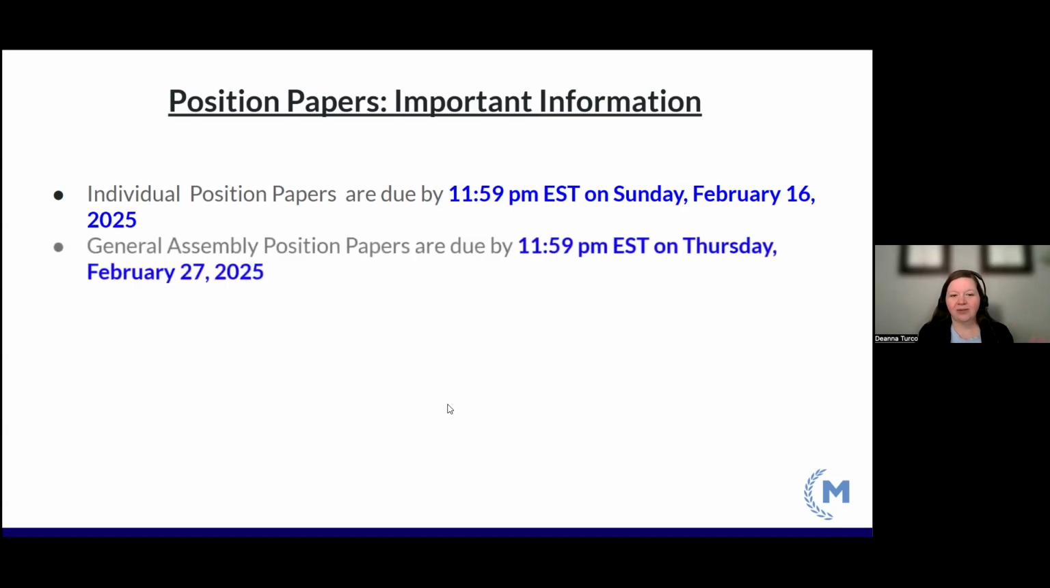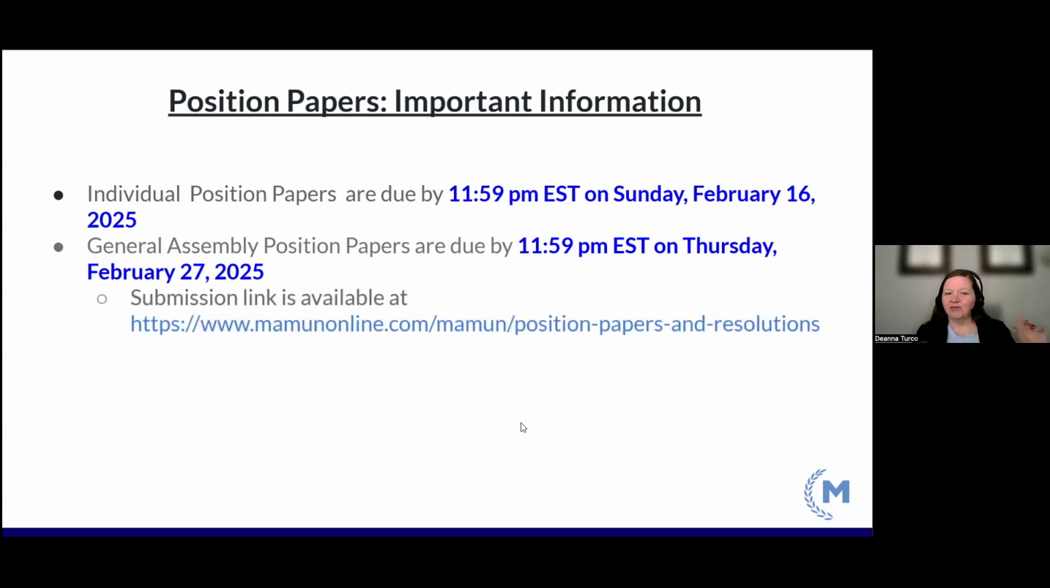Now, there's also General Assembly position papers that are going to be required, and those are due 11:59 on Thursday, February 27th, 11:59 Eastern, 10:59 if you're in Central, 11:59 for everybody else. I'll get to the difference between the individual and General Assembly position papers in just a minute, but those are the deadlines you need to keep in mind. There's also a link. This is how you're going to submit your position papers, by the link that's on the Mayman online website. You can follow it there. Also, if you just go to our website, go to Mayman, you'll see the position papers section. And we'll also go through what the submission looks like.